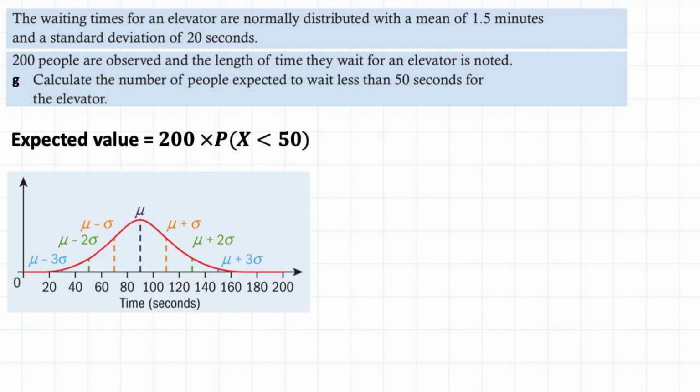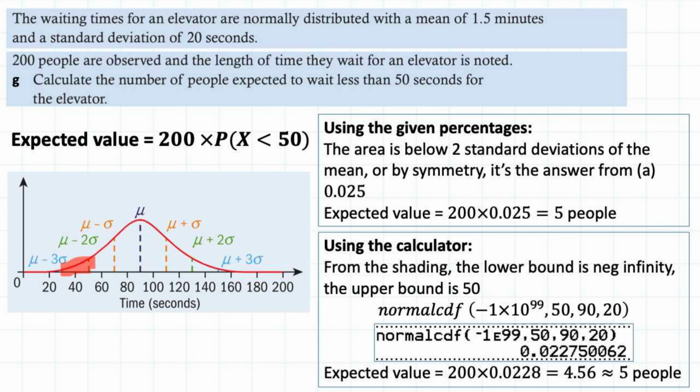All right, now we get to other questions. For example, there are 200 people observed and the length of time they waited is noted. Calculate the number of people expected to wait less than 50 seconds for the elevator. So expected value is always the number of trials times the probability. So find the probability first, which is, in this case, when I compute it, it will give me 0.025.